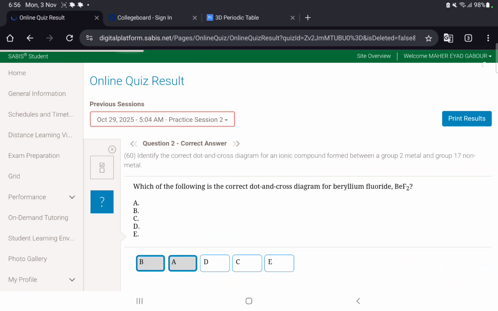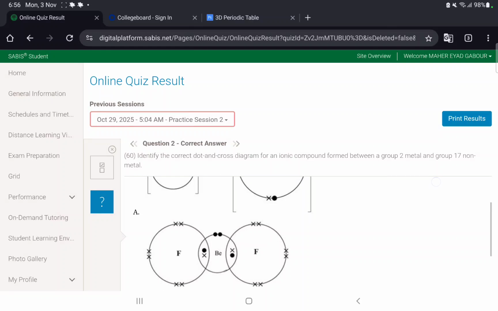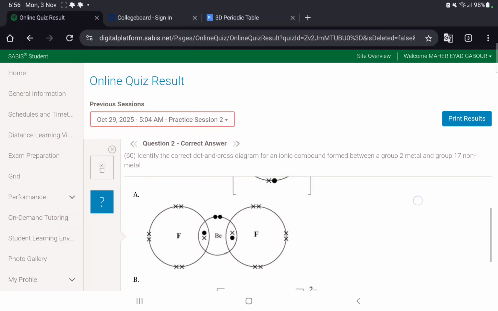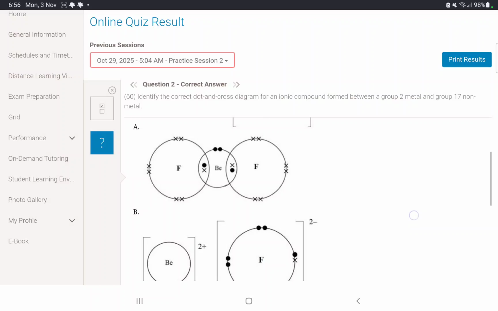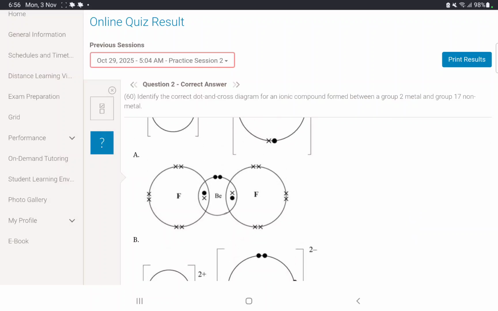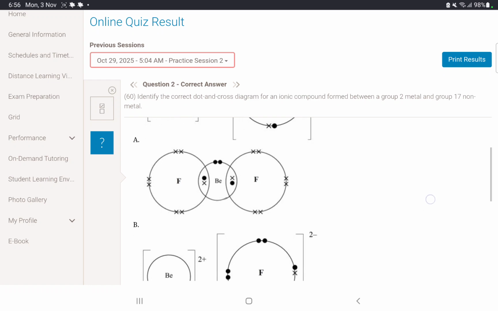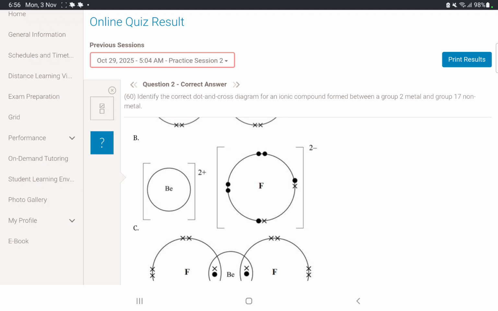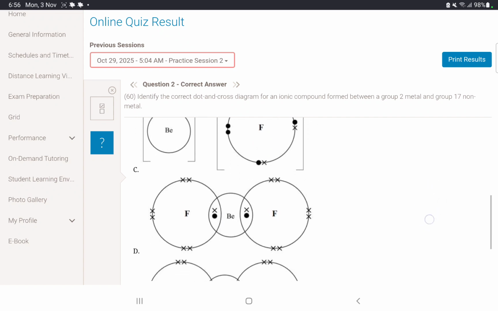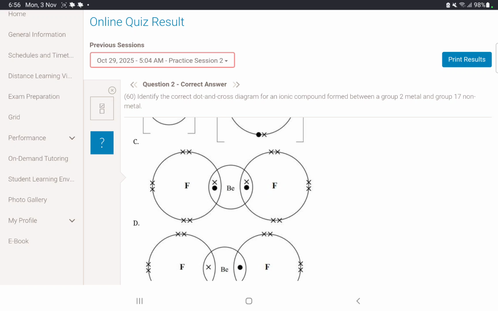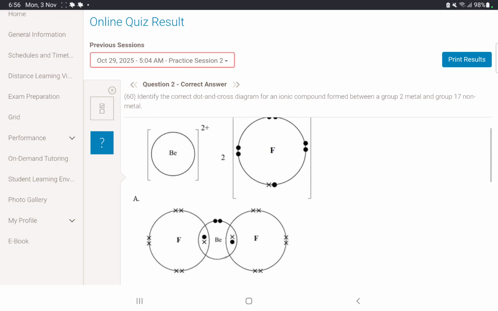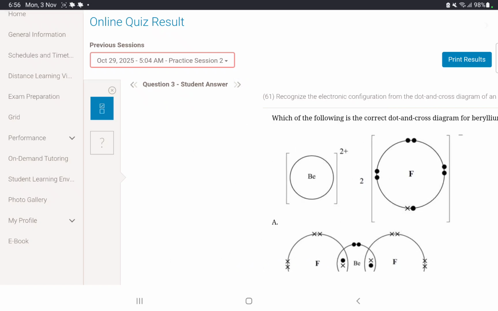By the way, this is the question that's wrong, guys. They said that B is the correct answer, which is completely wrong, because B would be for a covalent bond. B looks like covalent bonding, because covalent bonding has these circles that connect with each other and the dot cross in between. B is completely wrong. C is wrong because it's not F2 minus, it's F minus, and there are two Fs. The charge isn't 2 minus, so that's wrong. D is wrong, it's covalent. E is wrong because it's covalent. So A is the correct one.